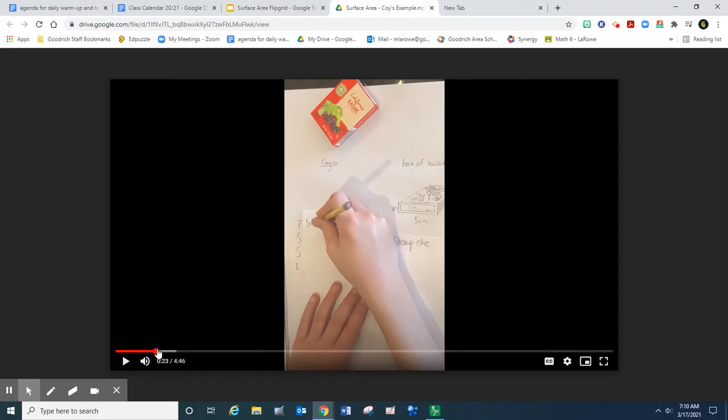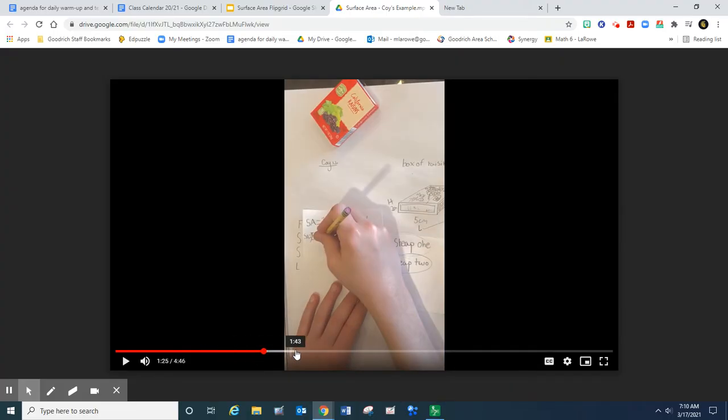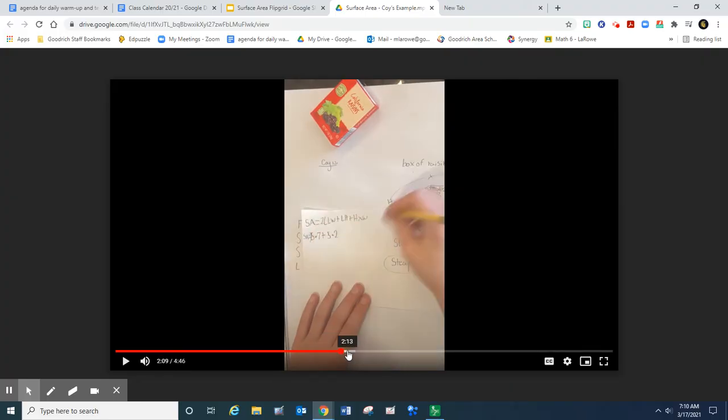Now comes my math formula for surface area. 2 times length times width plus length times height plus height times width. Step 2, substitute my measurement values. My length, my width, my height. 2, 7, and 5.